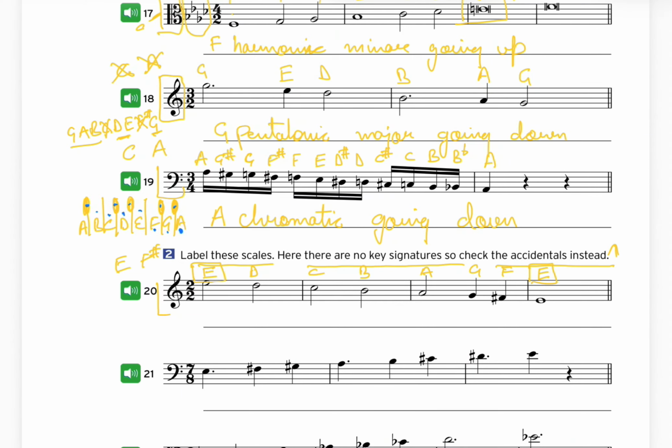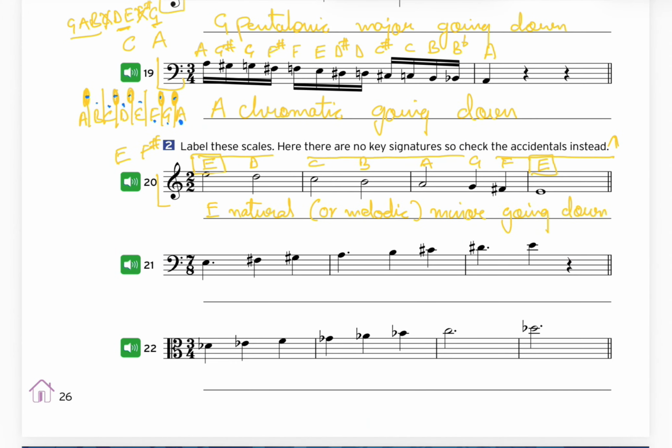This, when we write here, this could be E natural or melodic minor going down. Okay. Now, if you understood this, good. If you did not understand, just let me know in the comment section. I will explain this to you again. Okay.